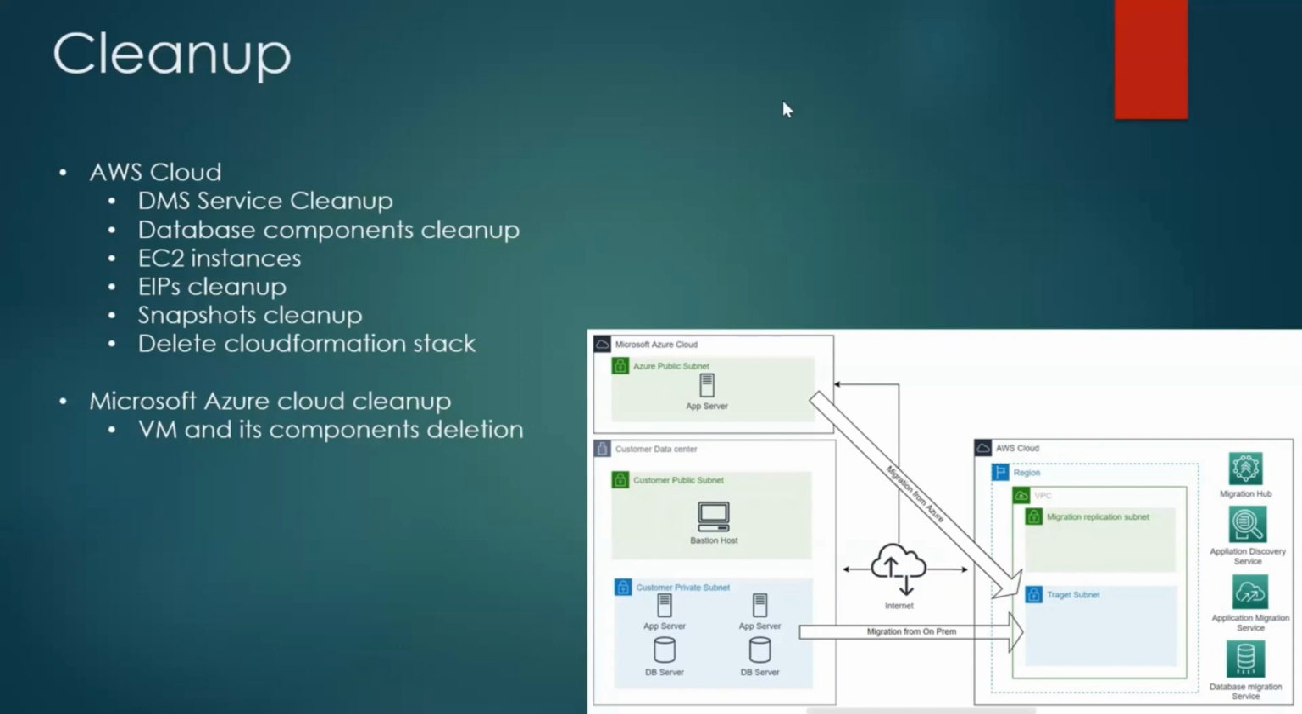In AWS, do remember to clean up the data migration service and database components that we created, EC2 instances, and elastic IPs, release those elastic IPs, delete any snapshots that were created, and in the end, you can delete the CloudFormation stack that we created to deploy this architecture. That was a part of AWS cleanup. As a part of Microsoft Azure, just ensure that you have deleted the VM and all those components that were created for that VM. Just ensure that you are not being charged for all these components.